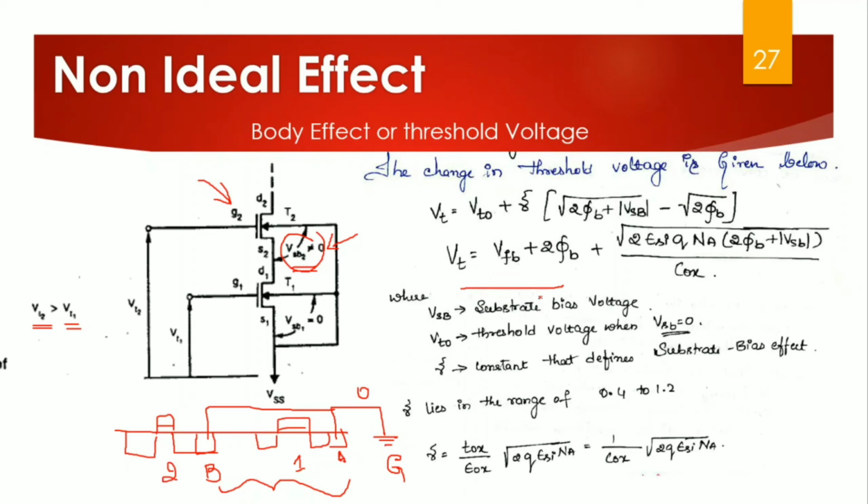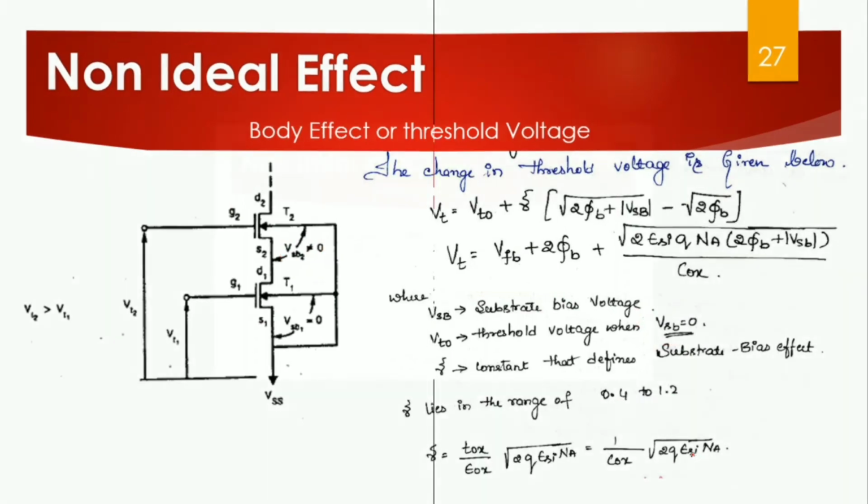Now what is VFB? It is the flat band voltage of the transistor. And what is VSB? It is the substrate bias voltage. Vt naught represents the threshold voltage when the VSB value is equal to 0. Now the term gamma is considered a constant that defines the substrate bias effect. Normally the value of gamma lies between 0.4 to 1.2. This is the equation for gamma: gamma is equal to 1 over COX into square root of 2q epsilon Si into Na.